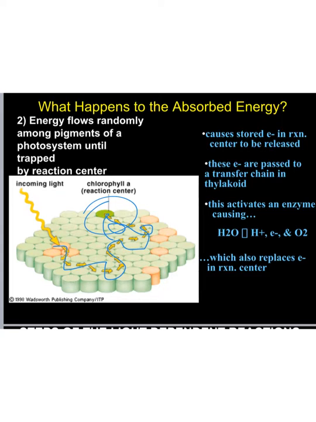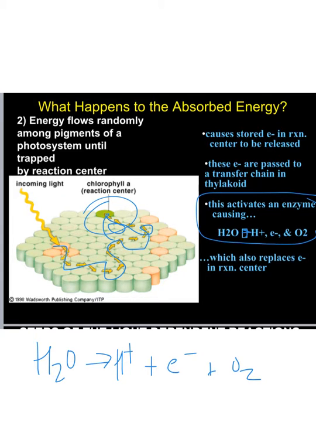What happens is when we activate that electron and excite that electron, it causes a water molecule to be split. So again, we're going to take that water molecule, we're going to split it into the hydrogen ion, the electron, and the molecular oxygen. So what happens is when that electron is released and it's passed down through that membrane system in the thylakoid, it activates the enzyme that catalyzes this reaction and the breakdown of water.